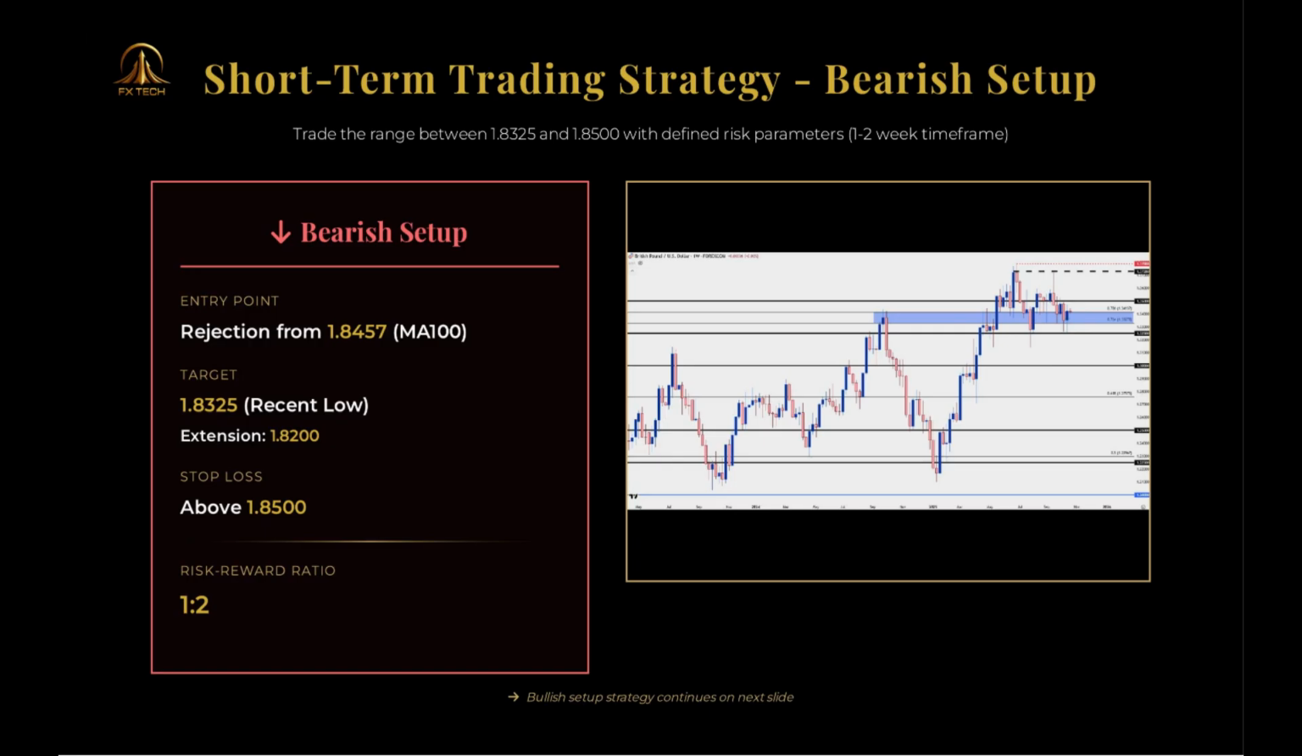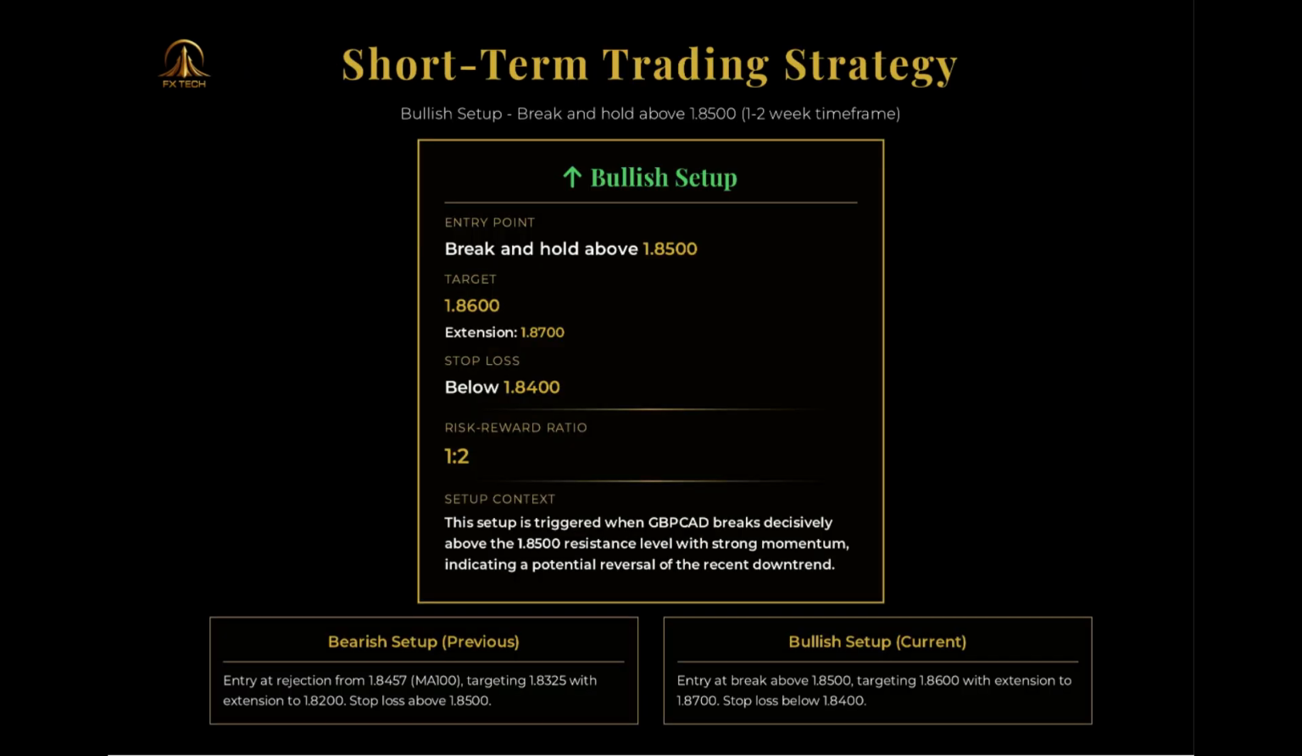This bearish setup is ideal for traders who believe the fundamental headwinds for GBP will continue to pressure the pair lower. Now let's look at the bullish setup for short-term traders who want to position for a potential reversal. This setup is triggered when GBPCAD breaks and holds decisively above the 1.8500 level with strong momentum. A break above this level would indicate a potential reversal of the recent downtrend and shift in market sentiment.